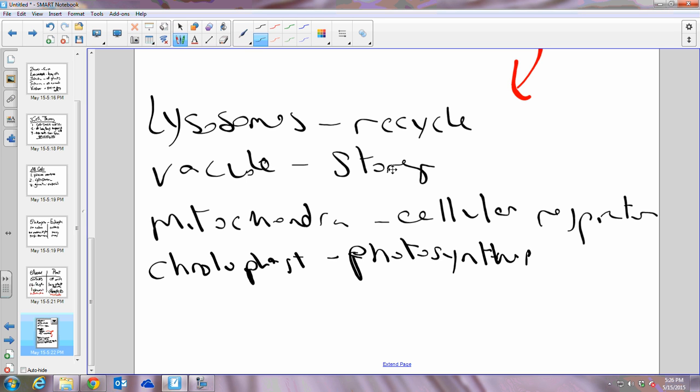The cytoskeleton, which I won't write down, gives the cell structure and support. And then there are also cilia and flagella, and these allow the cell to move. Now, real quickly, I want to talk about how transport works across the cell.